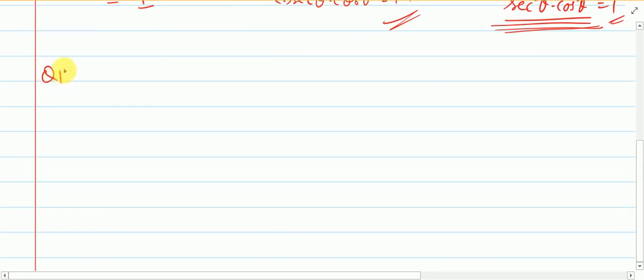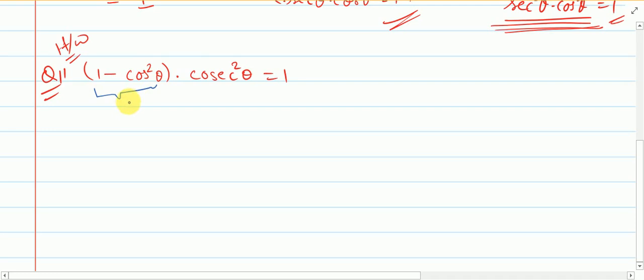And question 11 is 1 minus cos square theta into cosec square theta is equal to 1. Keep this as your homework. Okay, so this has to be done same as question number 10. So here you can see that this can be written as sin square theta. After that these two will multiply and you will get 1. So it's same as question number 10. So please do it by yourself.